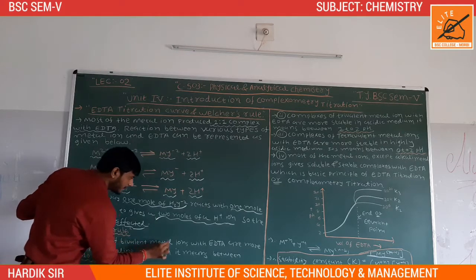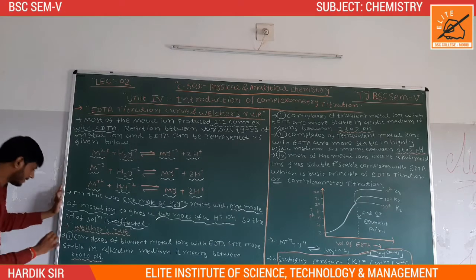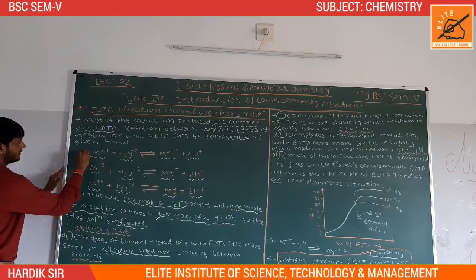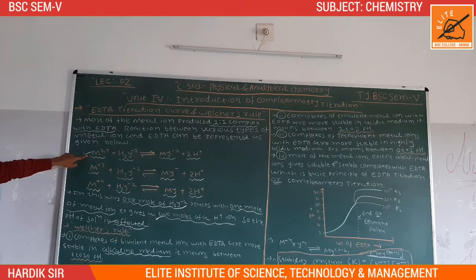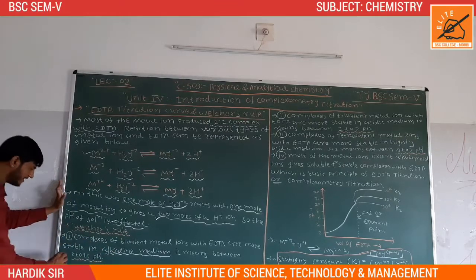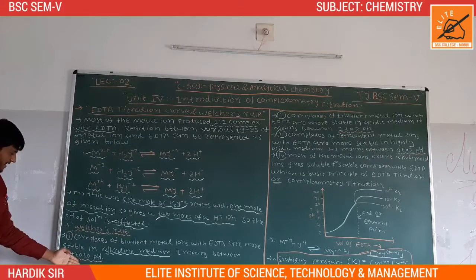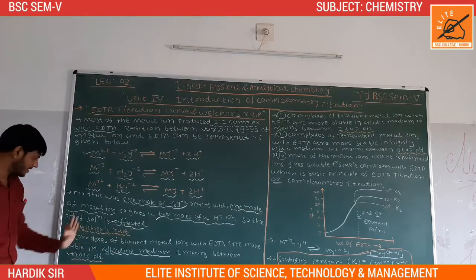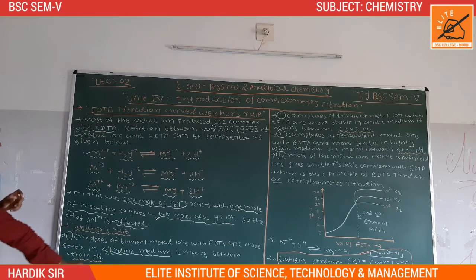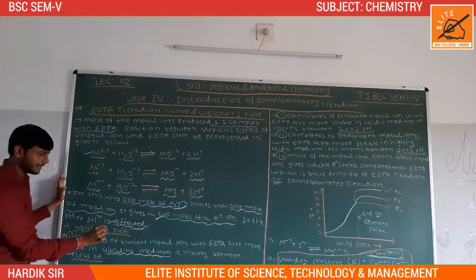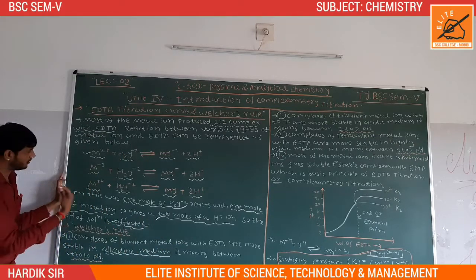Rule one: complexes of bivalent metal ions with EDTA are more stable in an alkaline medium. Which medium? Alkaline medium, meaning basic medium. It means the pH is between 8 and 10, because the pH range of a base is 7 to 14. So complexes of bivalent metal ions with EDTA are more stable in an alkaline medium, with pH 8 to 10.